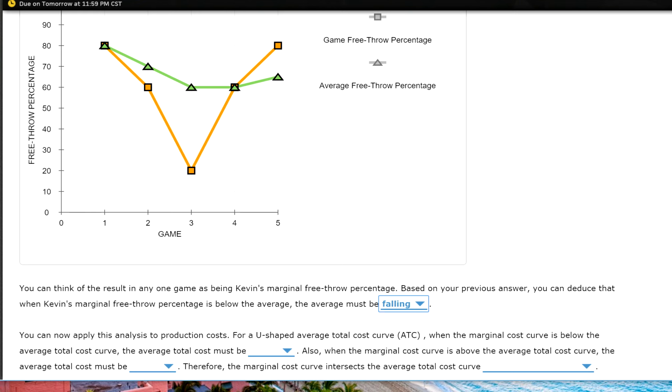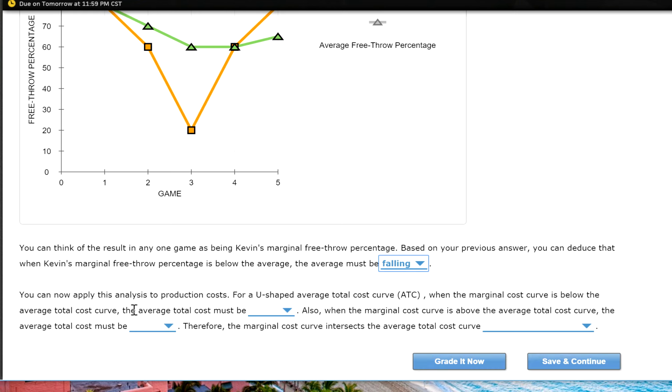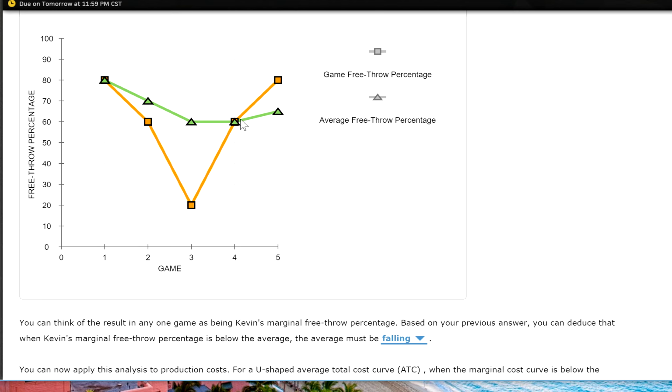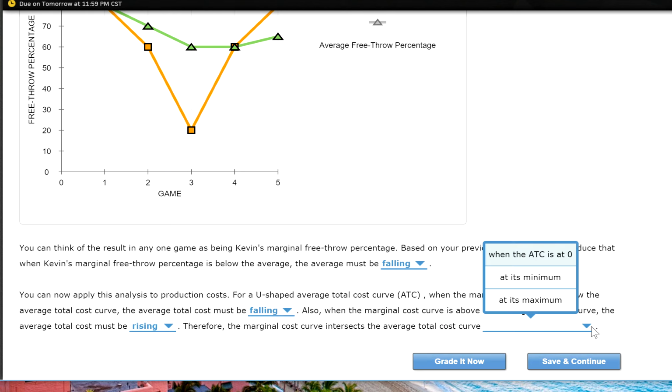Okay. And then the last part of the question says, you can now apply the analysis to production cost for a U-shaped average total cost curve. When the marginal cost curve is below the average total cost curve, the average total cost must be falling because it's lower. Also, when the marginal cost curve is above average total cost, the average total cost must be rising. Therefore, the marginal cost curve intersects the average total cost curve. Okay, see at this point, when they intersect, that's the turning point. So let's look at what our question choices are.